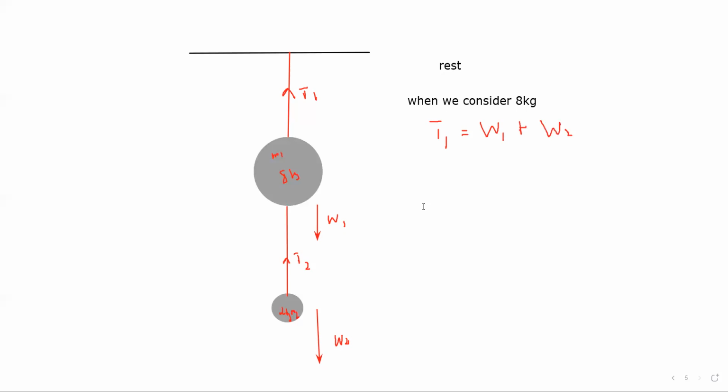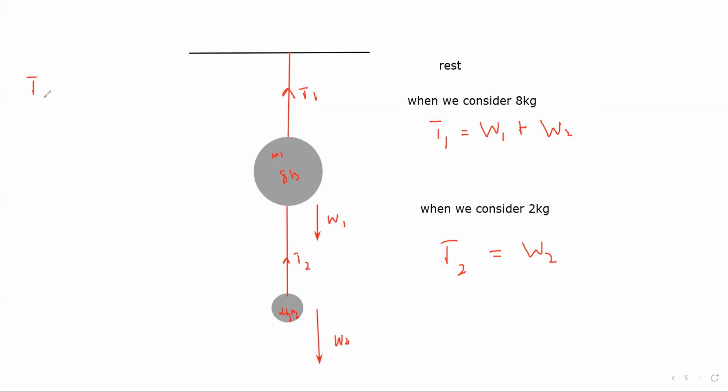But when I consider only 2 kilogram, so when we consider the 2 kg object, in that case, T2 is acting up and W2 is acting down. So T2 is equal to W2. So we can solve this and we can find T2 and T1. How can I find first T2 and how can I find T1?